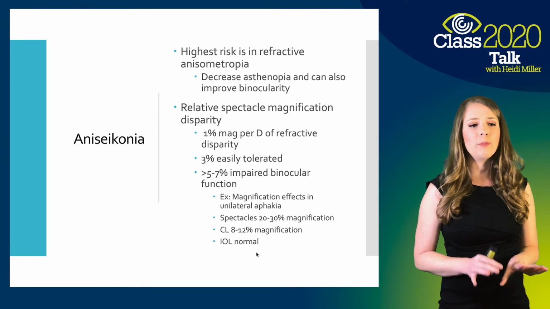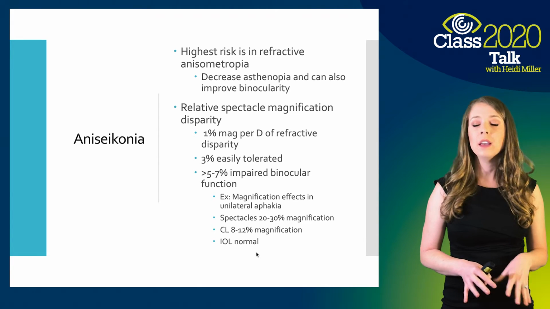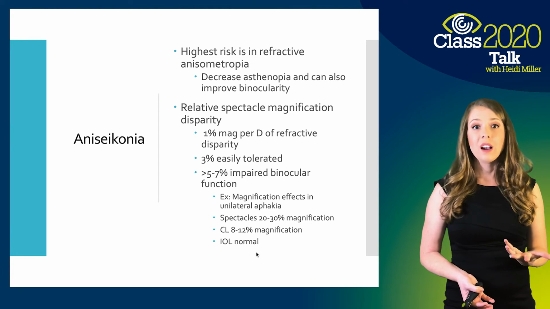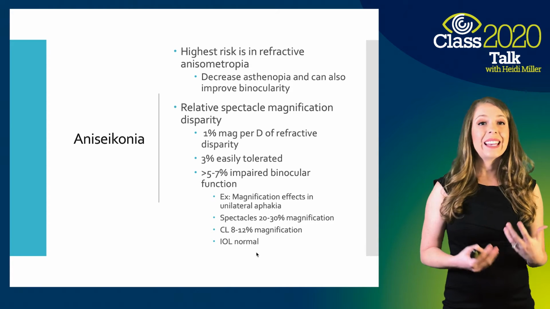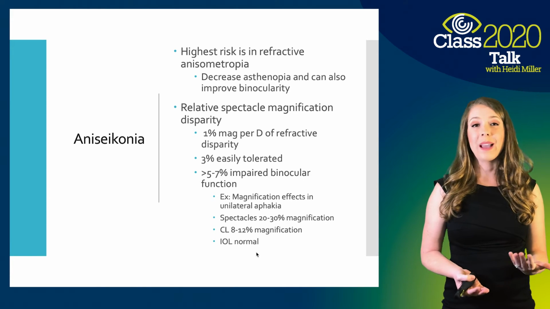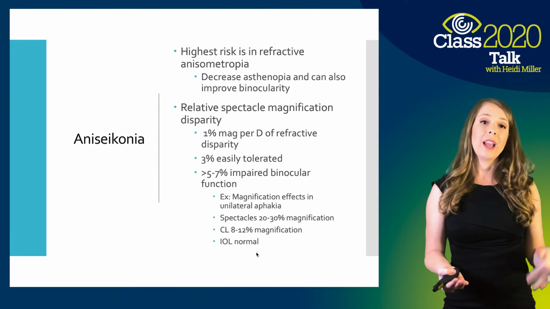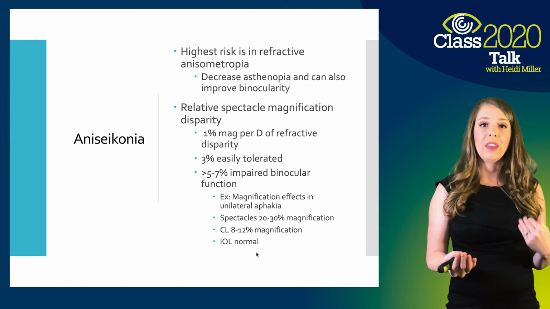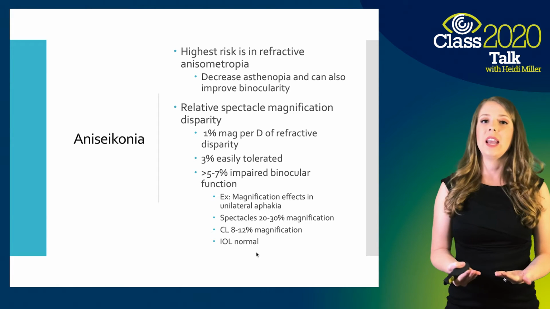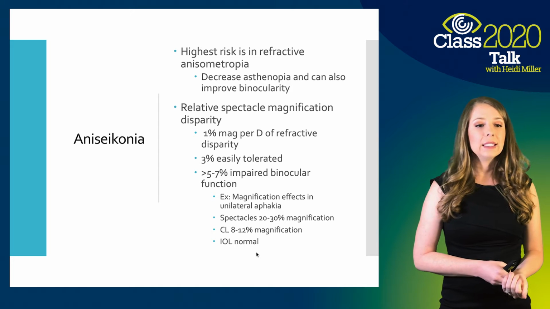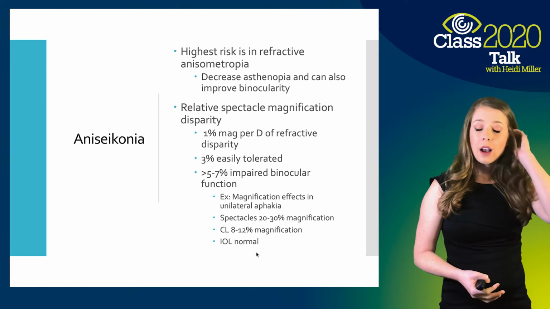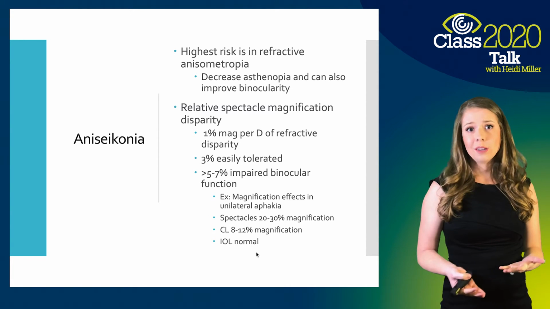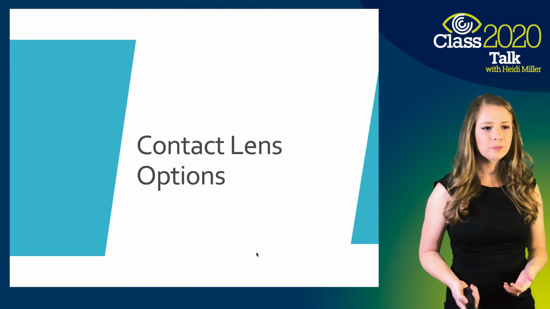When we use an example of magnification effects in unilateral aphakia, you can imagine that a patient is having about a plus 32 contact lens in one eye. And if they were in glasses, that would be about 20-30% magnification difference between the two eyes. We put them in contacts, now it's about 8 to 12% magnification. So a huge improvement in those magnification differences, which is obviously going to help promote binocular fusion and help with all of these other issues that we were talking about with asthenopia. And once they eventually get an IOL, their vision in terms of magnification differences will be normal.